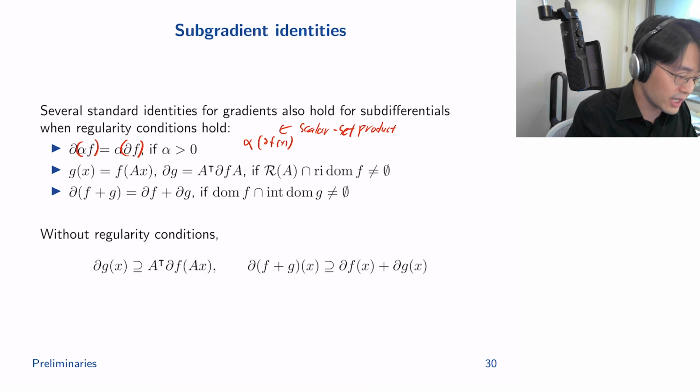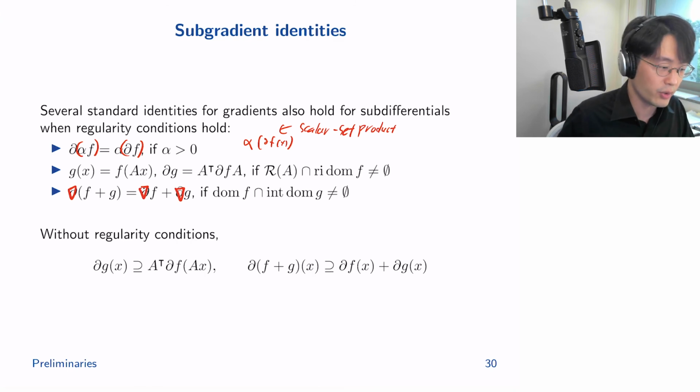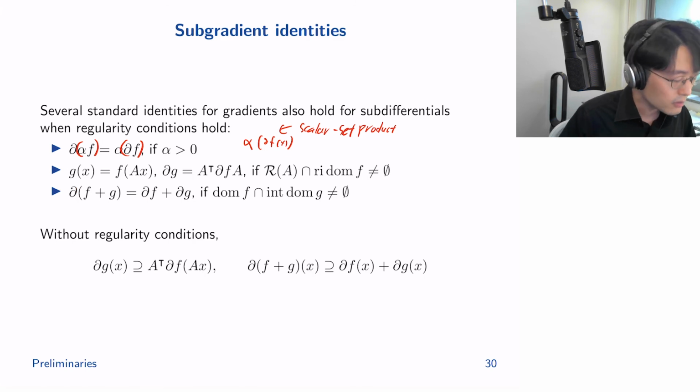Okay, and the next identity is that ∂(f + g) is equal to ∂f + ∂g. So again, if f and g were differentiable, then we could just replace the ∂s with gradient operators, and this would be true because the derivative is a linear operator. But that's not the case here. So we have this identity holding most of the time, but this is not always true. So again, we need a certain regularity condition.